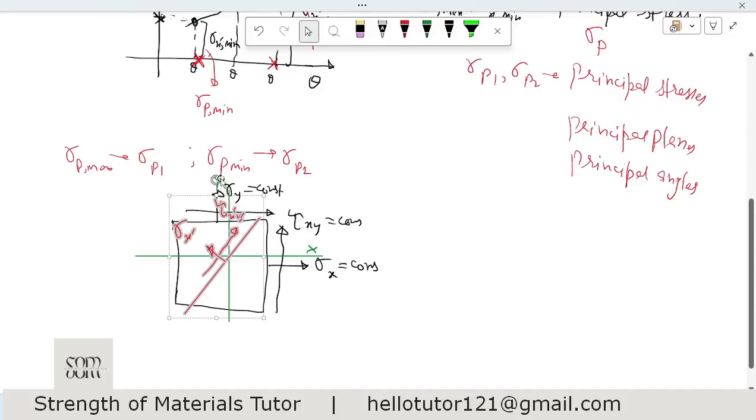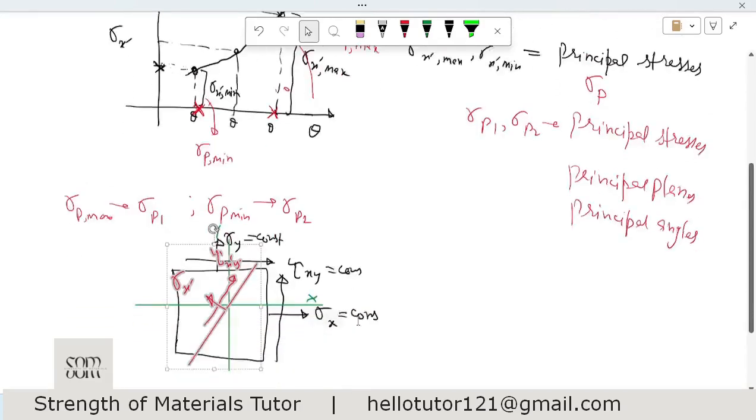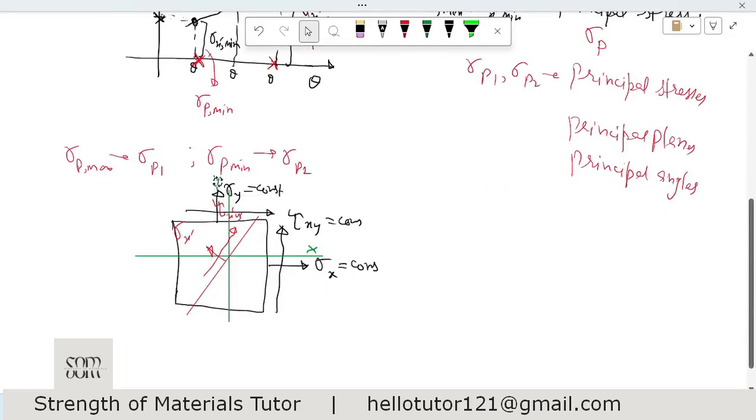Okay, and at some angle we don't know right now, we just know we call them as principal angles. So there will be some angle at which this sigma x prime and tau x prime y prime is going to be maximum, and at some other angle it is going to be minimum, right? So let us fix the position. Let us say we found this. At this position the sigma x prime is maximum.